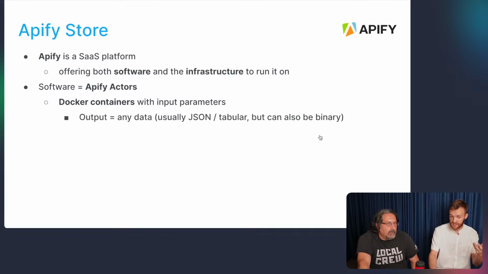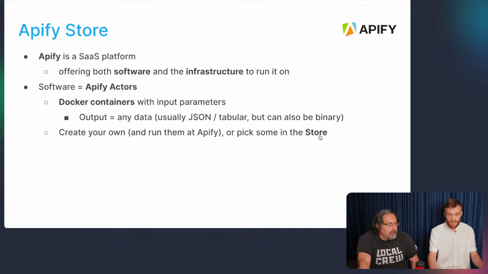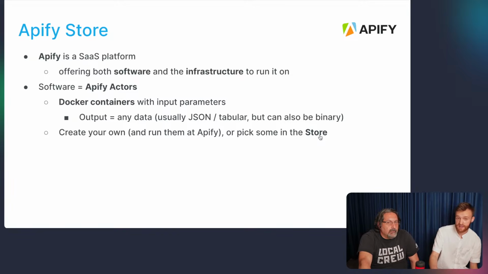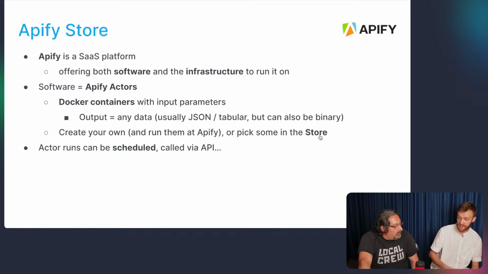Usually, as we've seen, it's a JSON document or some tabular data, but it can be pretty much anything, binary. As we've seen, the website content crawler can download PDF documents easily. Now, with Apify, you can either create the actors yourself or pick some in the store. And that's what we've seen again with the website content crawler. There was an actor from the store. And now the runs of those actors can be scheduled, called via API programmatically. You can also get the data programmatically, as we've seen in our example. So it's all very nice and easy to use, and also very, very powerful.